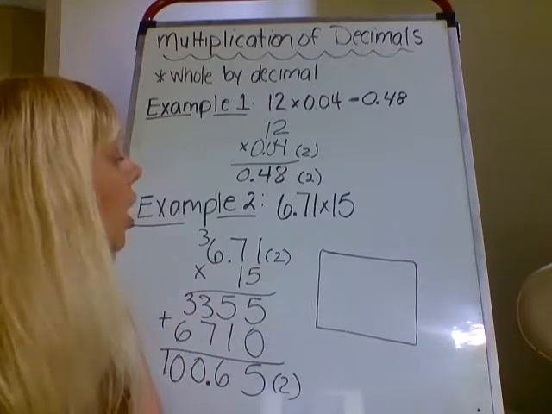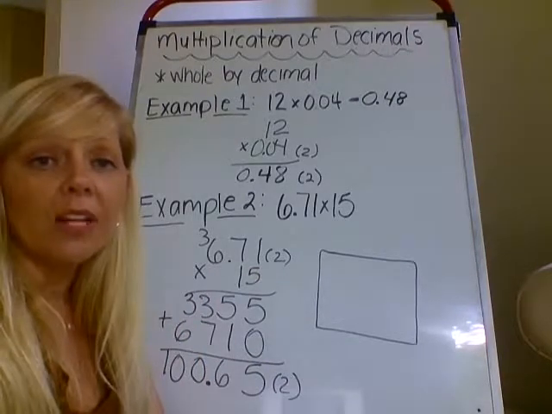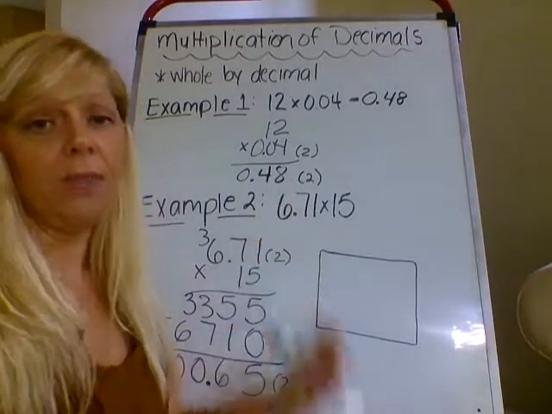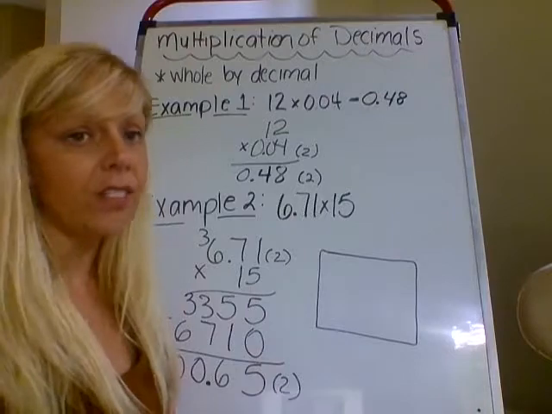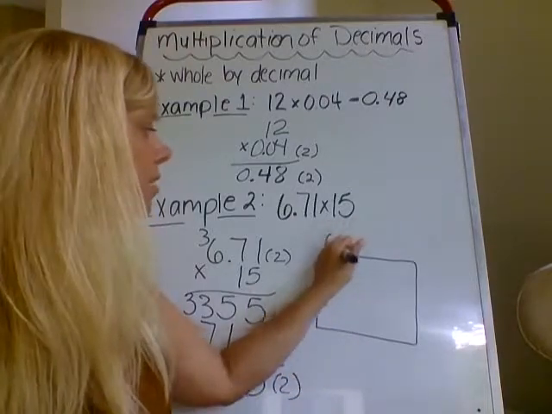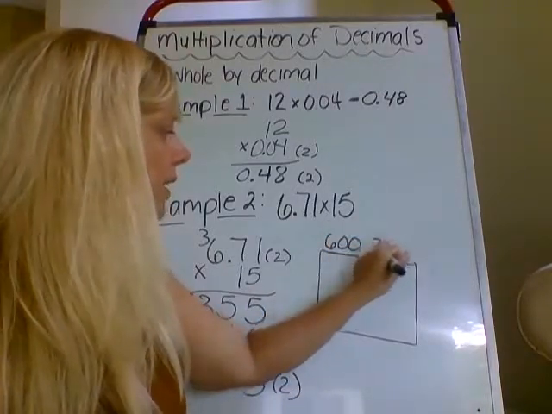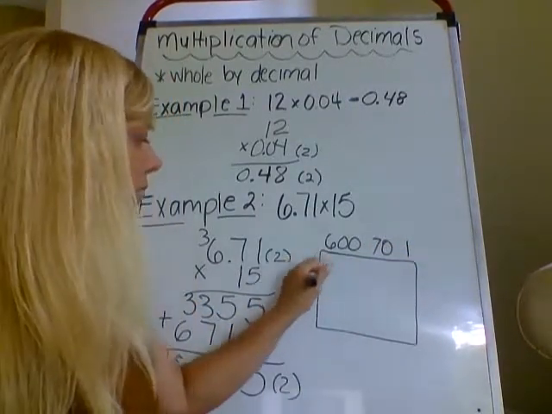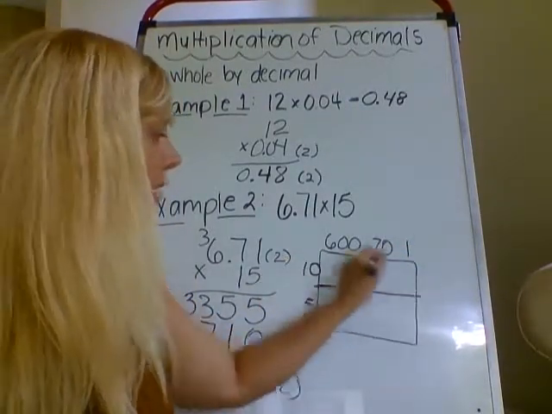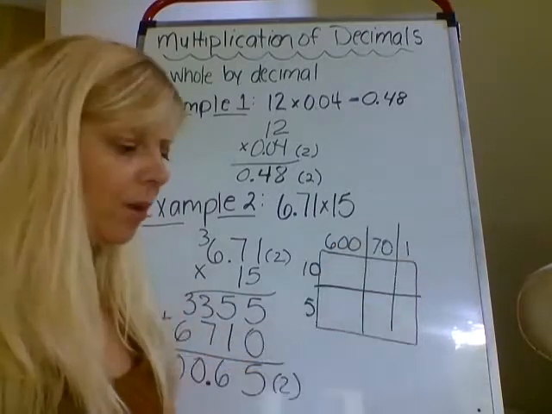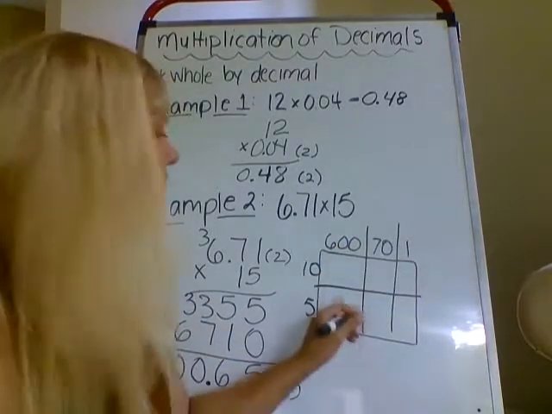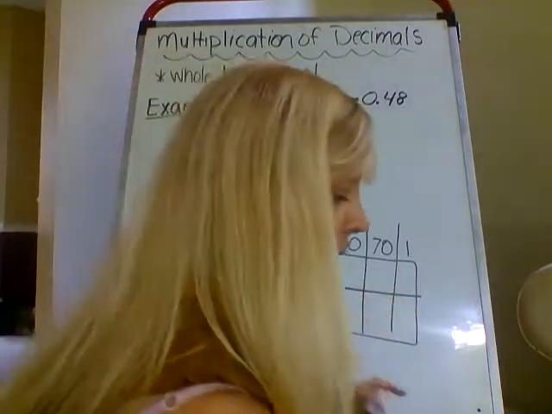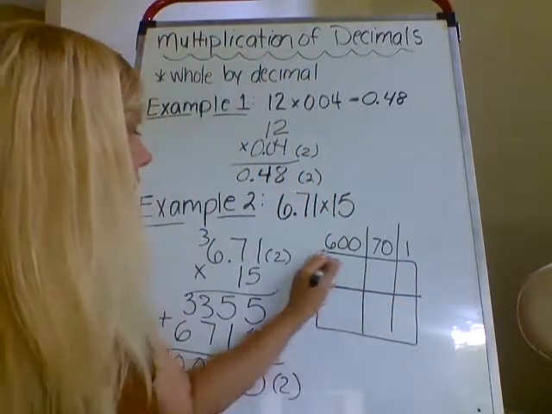Okay, so if I want to do partial product, what I do is I ignore the decimal place, just like I did up here, and I pretend this is 671. So I put 671, and then I put my 15, so 10 and 5, and then I go ahead and multiply. All right, I have my notes written down on here.